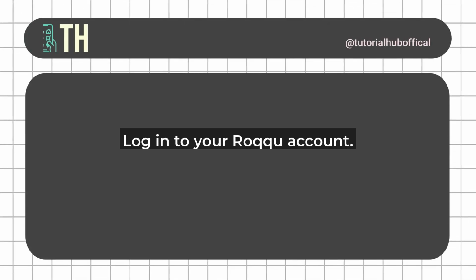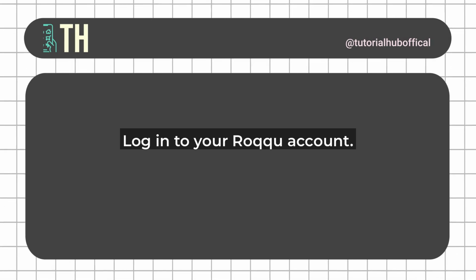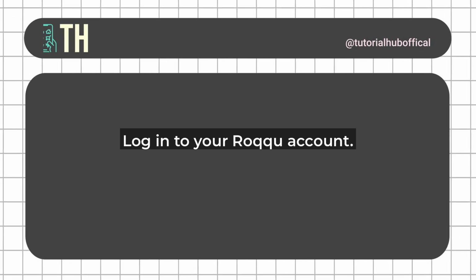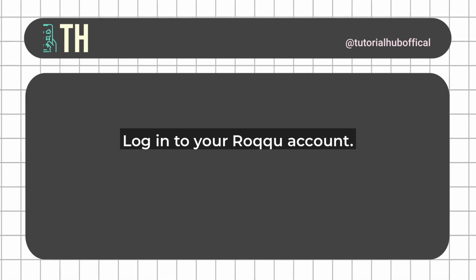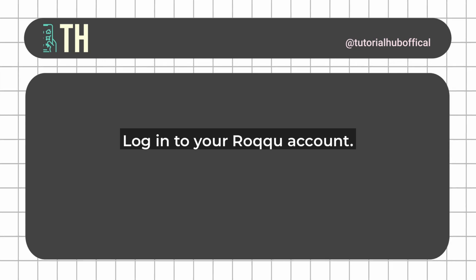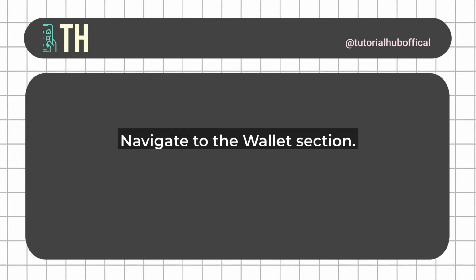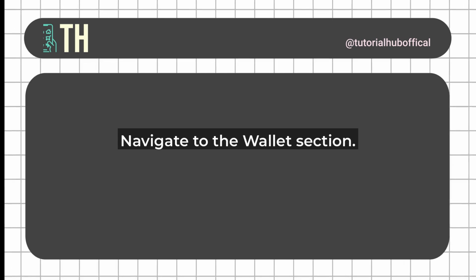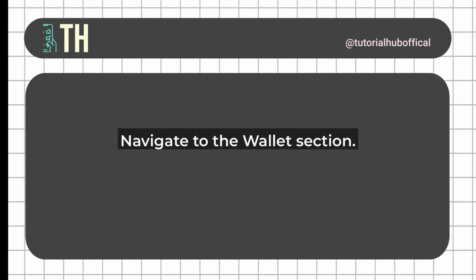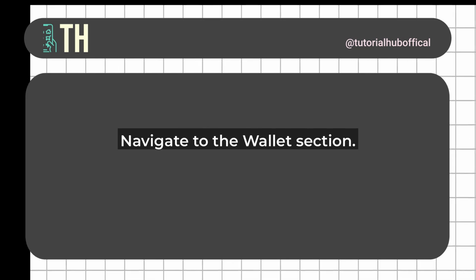If you're diving into the world of crypto in 2025, you know that withdrawing USDT from platforms like Roqqu can feel a bit intimidating at first. But don't worry, I'm here to walk you through it step by step. USDT, or Tether, is a stablecoin that's super popular for its stability, and Roqqu is a reliable platform for managing your digital assets. By the end of this video, you'll be withdrawing your funds with confidence.